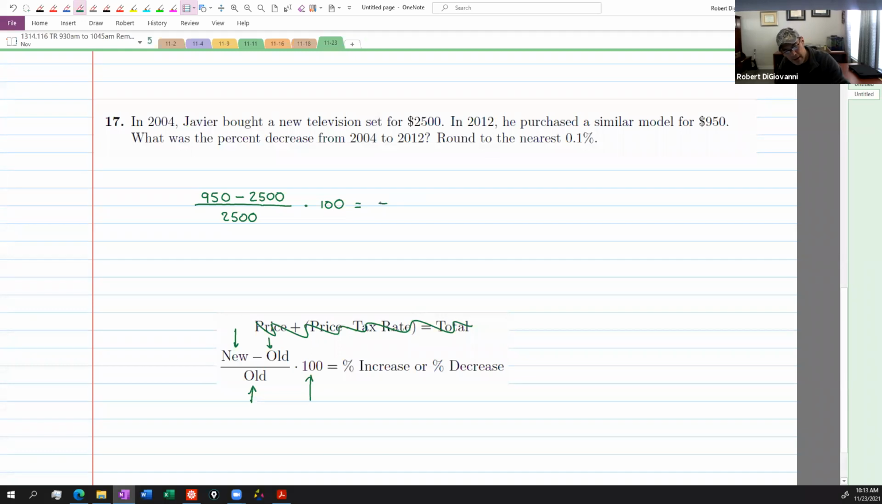You should get negative 62%. You get a negative number, which means it's a decrease. If it was a positive number, it would be an increase. And there's no rounding here, so I think we're good. What is the percent decrease? 62% decrease.